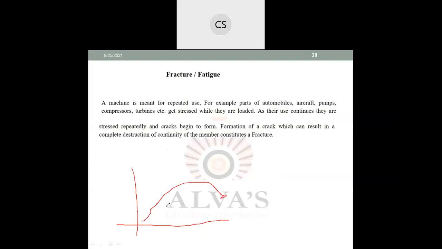But the important point is, this is when you continuously apply force more than the elastic limit. If you apply, this is what exactly happens. But in reality, in a practical situation, it is different. Fracture or fatigue is different.